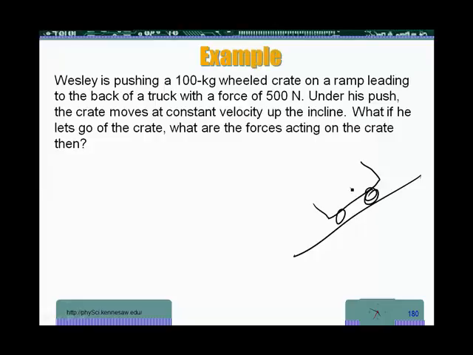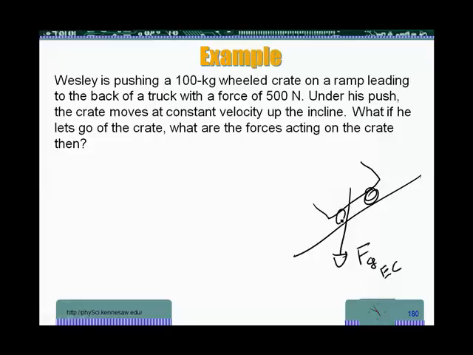That is going to be the gravitational force. Okay, pay attention to this. What's the direction of the gravitational force that the Earth exerts on the crate? It's straight down. It's not perpendicular to the ramp. It is straight down. So that's one of the forces acting on the crate.